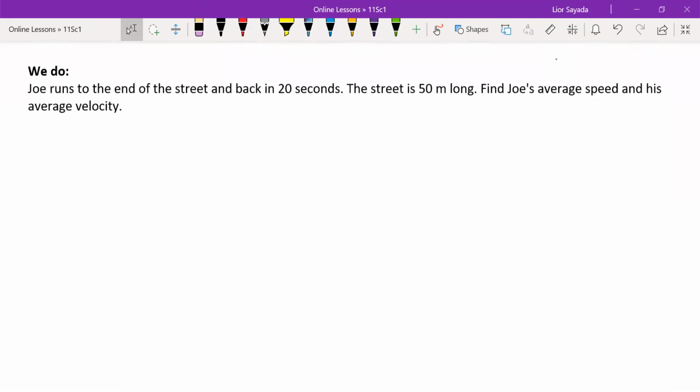So please pause the video and read the question and then press play. So we're being asked to find 2 different quantities from the same question. So we're going to start by finding the average speed. To find the average speed, we need the formula for speed. So please say to the video, what is the equation to find speed? Hopefully you've said that speed is distance divided by time.